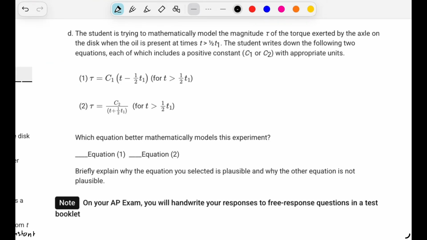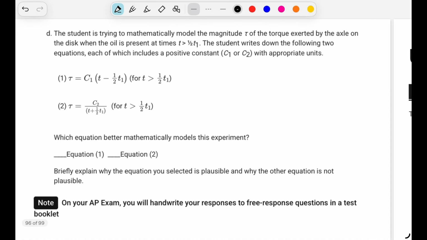A student is trying to mathematically model the magnitude of tau, the torque exerted by the axle on the disk, when the oil is present at times t greater than 1/2 T1. The student writes down the following two equations, each of which includes a positive constant C1 or C2 with appropriate units. Torque is equal to C1 times (t minus 1/2 T1) for t greater than 1/2 T1, and torque is equal to C2 divided by (t plus 1/2 T1) for t greater than 1/2 T1. Which equation better mathematically models this experiment?